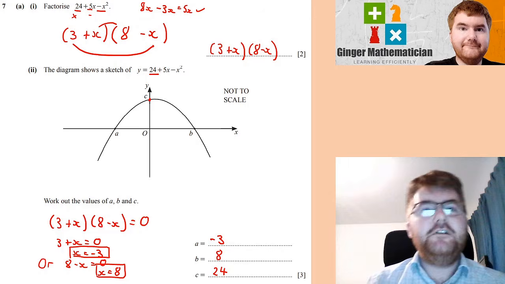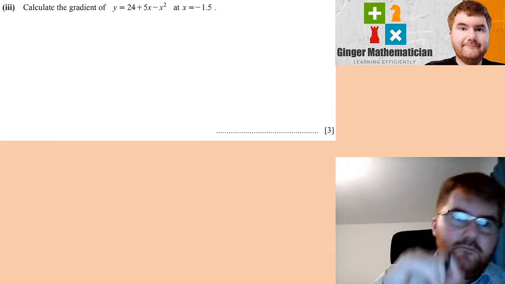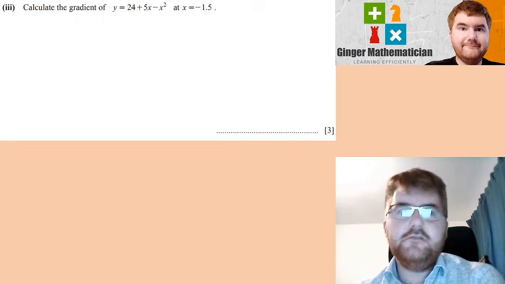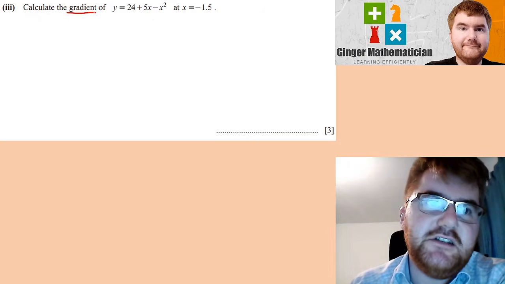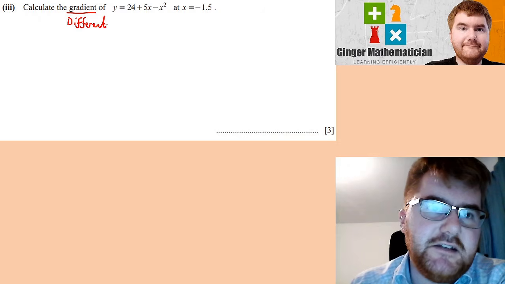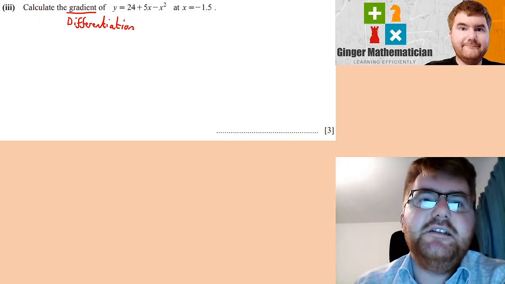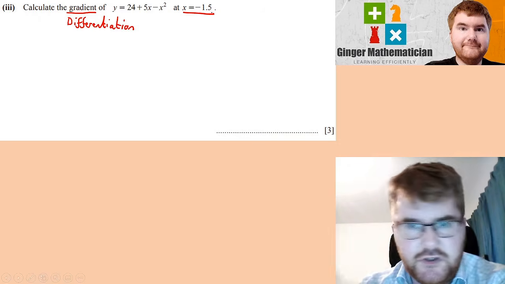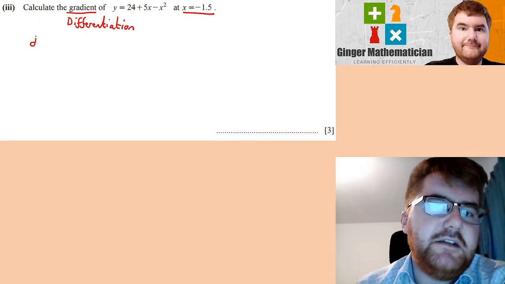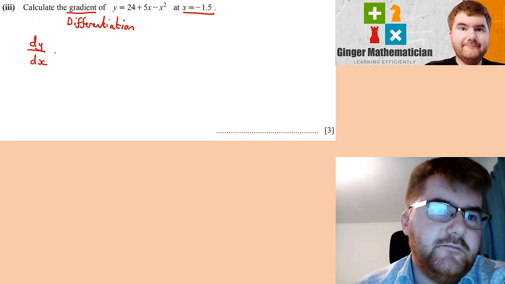Now, you're probably wondering, where is the differentiation? Well, here it is. We need to calculate the gradient. As soon as you see this word gradient, that should be triggering in your mind differentiation of some kind. And we need to find it at a specific point. Again, we've seen lots of questions like this now. So we're going to work out dy by dx.